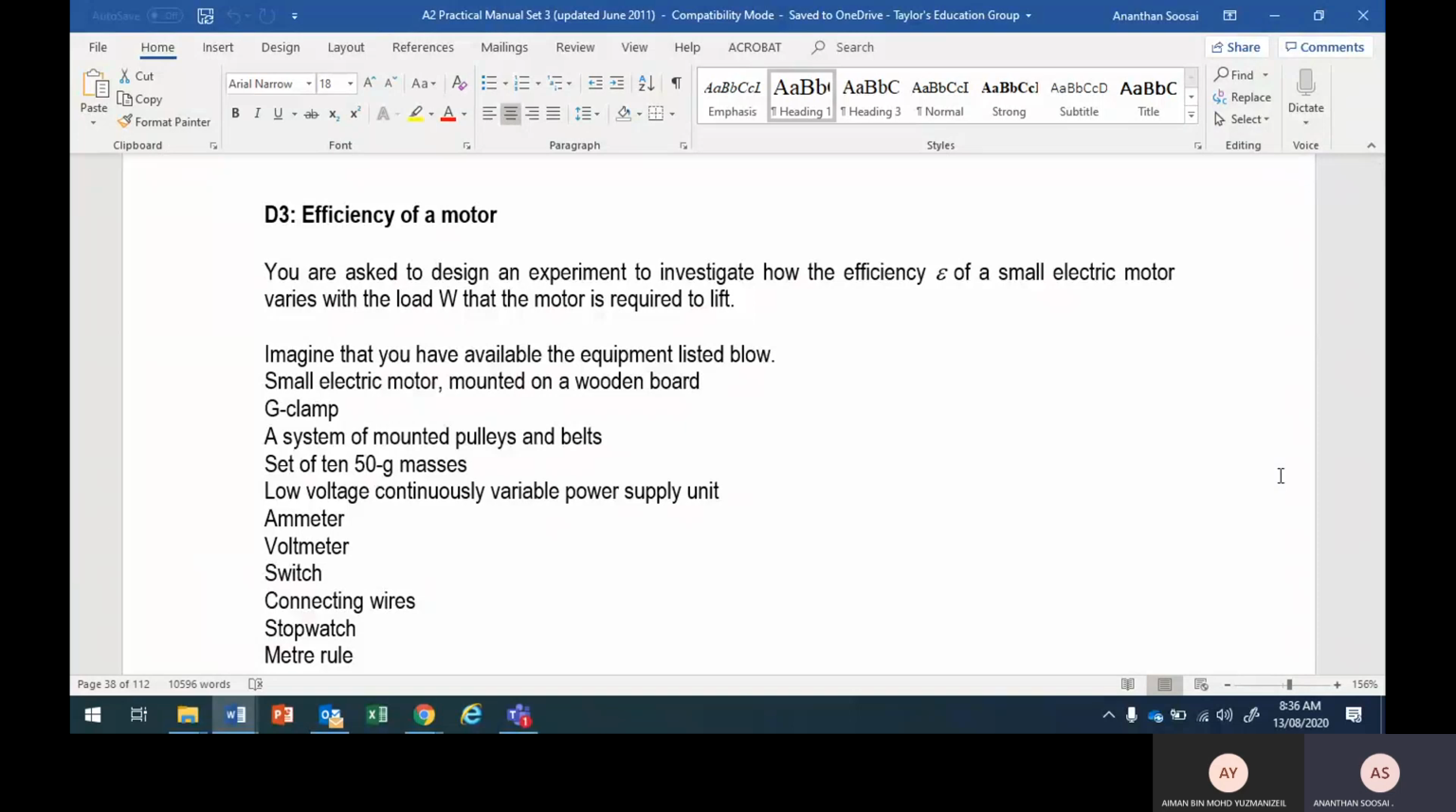How do you find the output power? The work divided by the time. So you need to measure the time for the load to go up to find the output power. Okay. Output over input can give you the efficiency of the motor. So draw a rough sketch. What instrument needs to be connected? What measurement to be taken? And what versus what graph to be plotted?